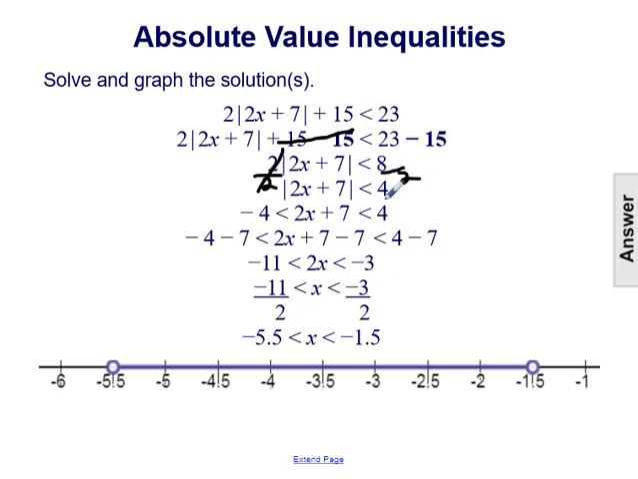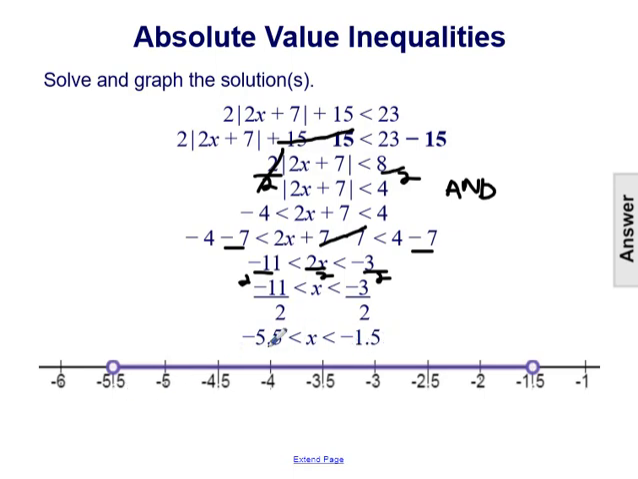We have d greater than 0, so we can now think of less than as an AND compound inequality, where we have 2x plus 7 is greater than negative 4 and less than 4. We're going to subtract 7 from all sides, which leaves negative 11 is less than 2x, which is less than negative 3. And we're dividing all sides by 2, which leaves us with negative 11 over 2, or negative 5.5, is less than x, which is less than negative 1.5.